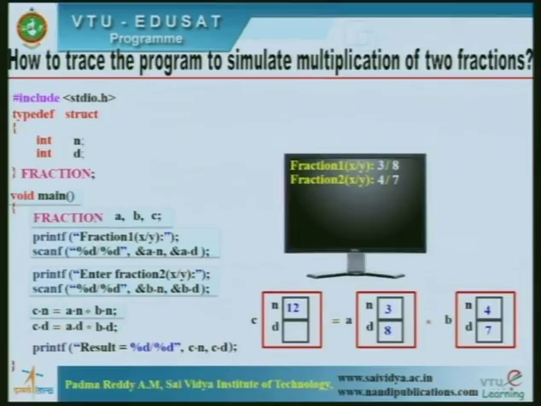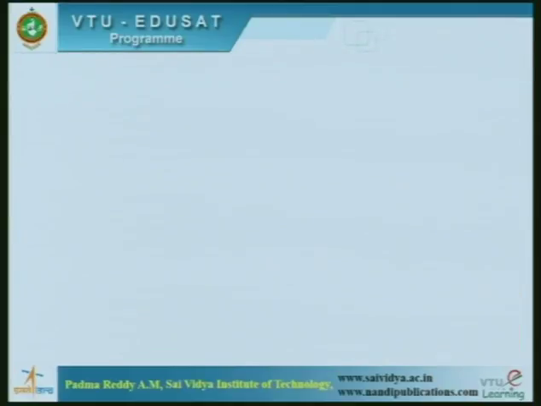What is the next statement to be executed? C.d = A.d * B.d. Now if you multiply these two, we have to multiply 8 and 7. 8 into 7, how much? 56. 56 will be copied into which field? C.d. Now when we execute this statement, we get the result onto the screen. Result equal to how much? 12 divided by 56. Now we know how to trace the program to simulate multiplication of two fractions.